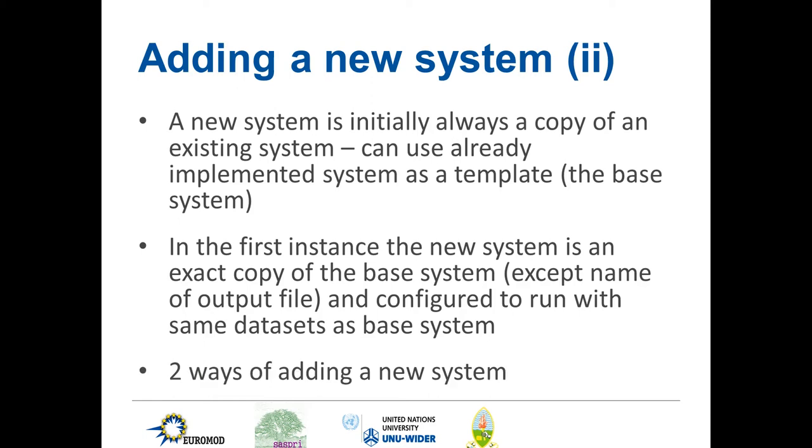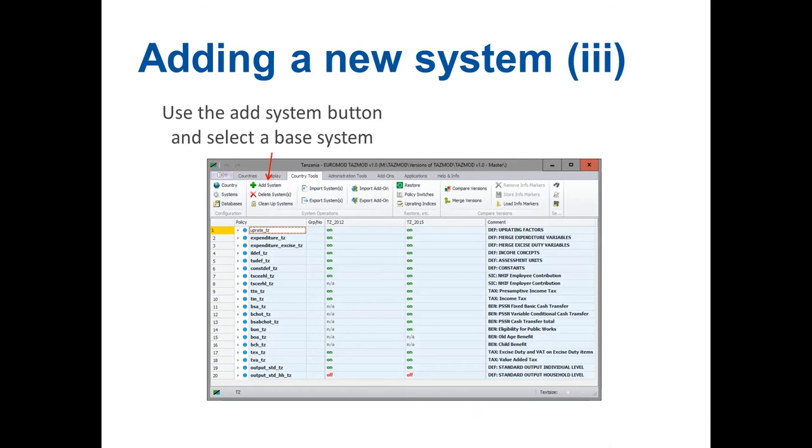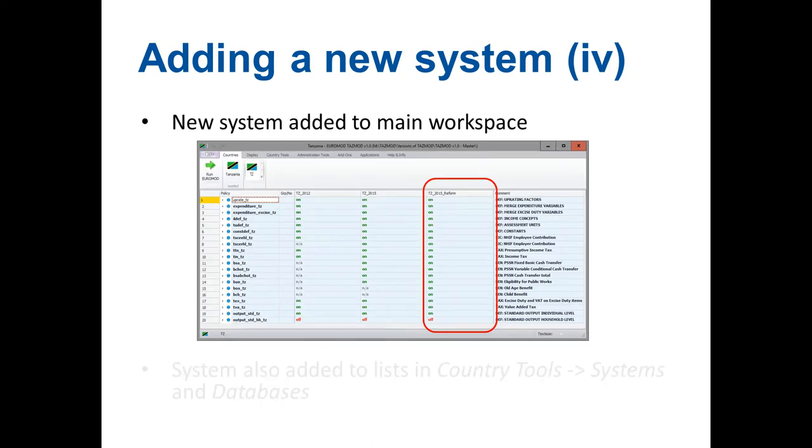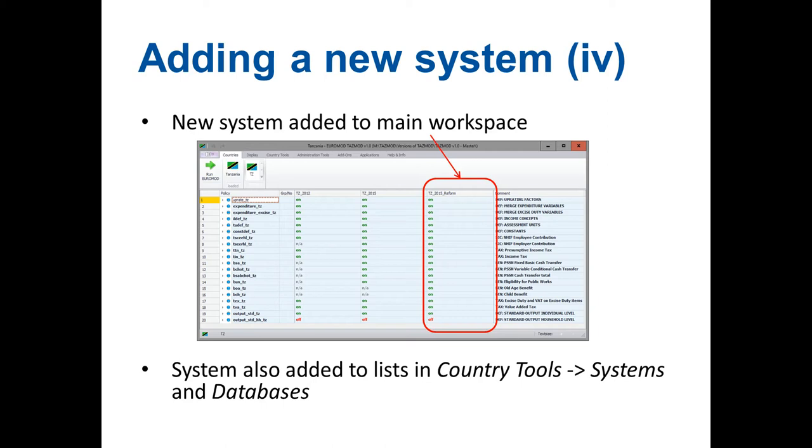Now, there are two ways of adding a new system, and I'll show you both in this presentation but also live. So first of all, you can use the add system button, which is in the tab country tools. You can use this for deleting systems as well. Or you can right click on the existing system you want to copy, and then choose a name for the new system in the box that pops up that follows. So the new system then gets added to the main workspace in the way shown here. And the system's also added to the list in the country tools, systems and databases.